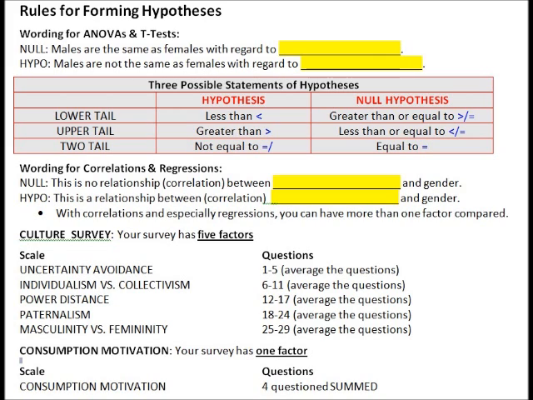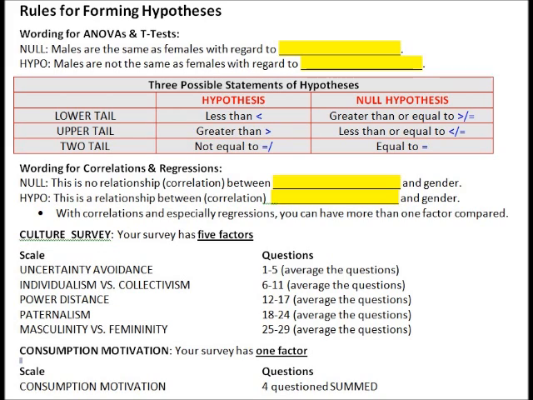So what you would do is you would say males are not the same as females with regard to uncertainty avoidance as the hypo, and the null will be males are the same as females with regard to uncertainty avoidance. That's it. That's how you create the hypothesis.